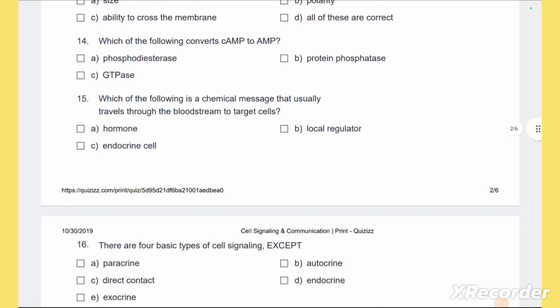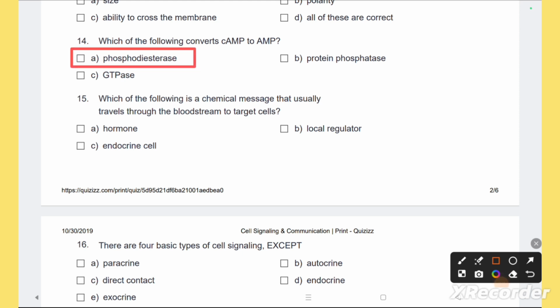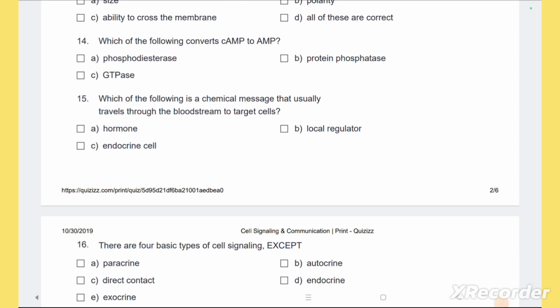Question number 14. Which of the following converts cyclic adenosine monophosphate to simply adenosine monophosphate? Options are A, phosphodiesterase, option B, protein phosphatase, option C, GTPase, guanosine triphosphatase. So the answer of this question number 14 is A, phosphodiesterase.